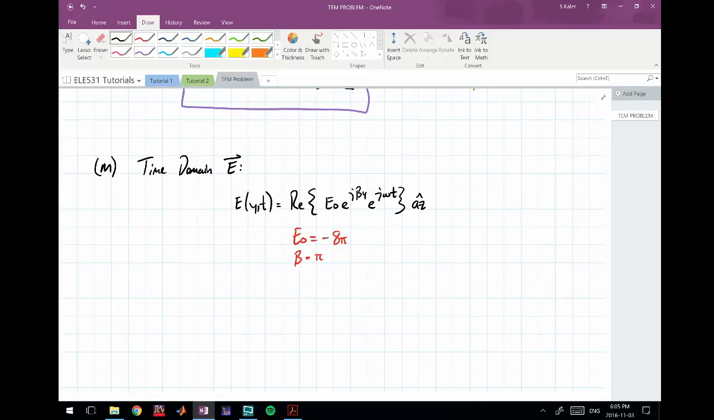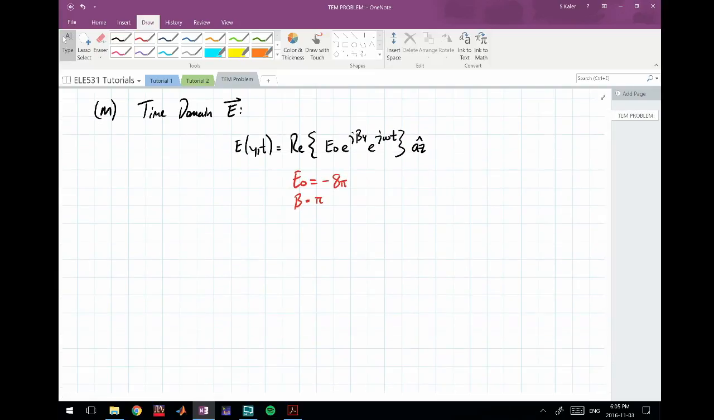Omega we don't really need to substitute in. You can if you want to be super meticulous and put everything in there. I should put a vector sign there. Don't forget your vector signs, because there are always marks lost for losing vector signs. And so again, we have this thing as 8 pi cos of omega t plus beta y, which is pi y, and this is in the az direction, and the units are volts per meter.